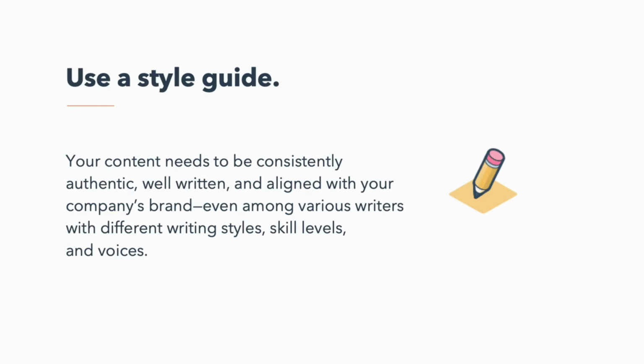Use a style guide. Your content needs to be consistently authentic, well-written, and aligned with your company's brand, even among various writers with different writing styles, skill levels, and voices. A style guide is that common thread all content reviewers can use so that their edits establish consistency across a diverse group of writers. For information on how to create a style guide, check out the resources section below.